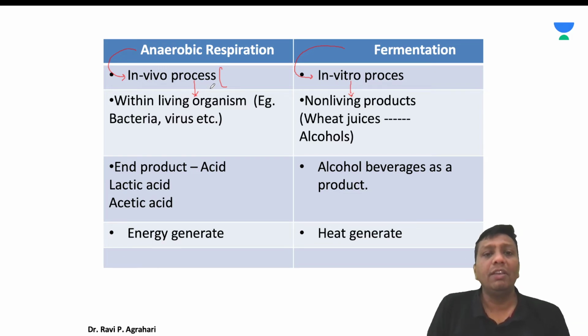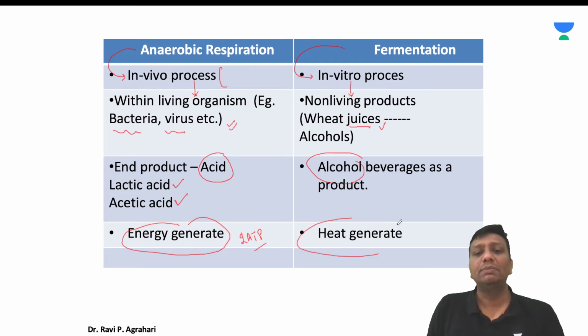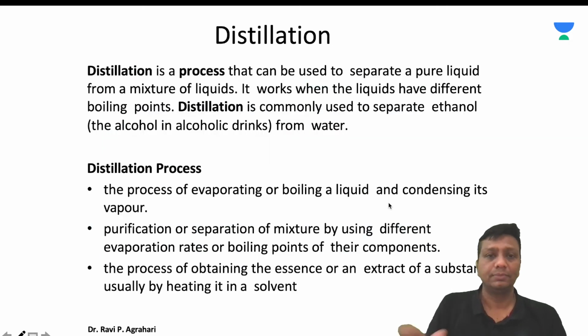In vivo, in a living organism, means inside bacteria, where due to the absence of mitochondria they are involved in anaerobic respiration. In the case of anaerobic respiration, the product is an acid, just like in curd formation, lactic acid, and in vinegar formation, acetic acid. The energy formation is very low, as low as 2 ATP. In the case of fermentation, there is alcohol formation; wheat juice type products are used for alcohol formation. In this process there is heat generation. So here is energy generation, and here is heat generation.